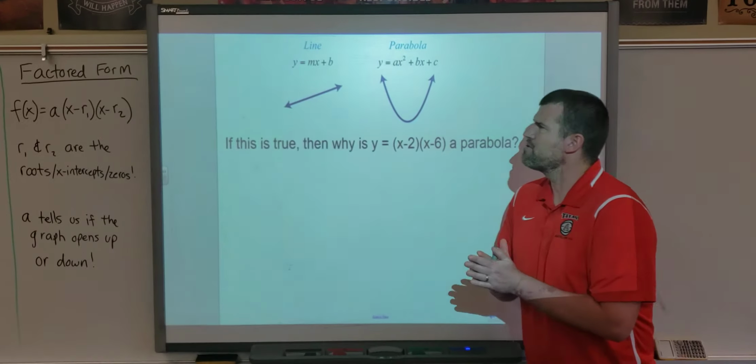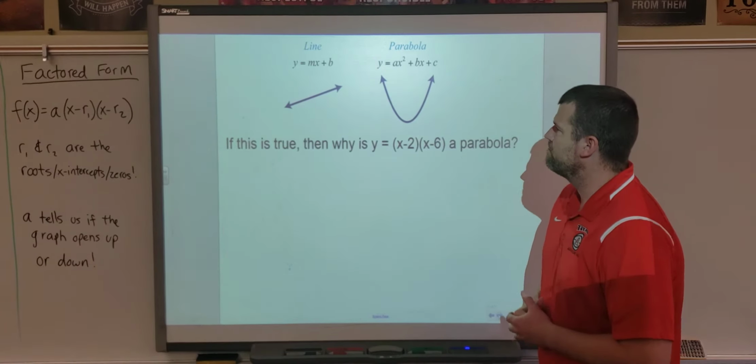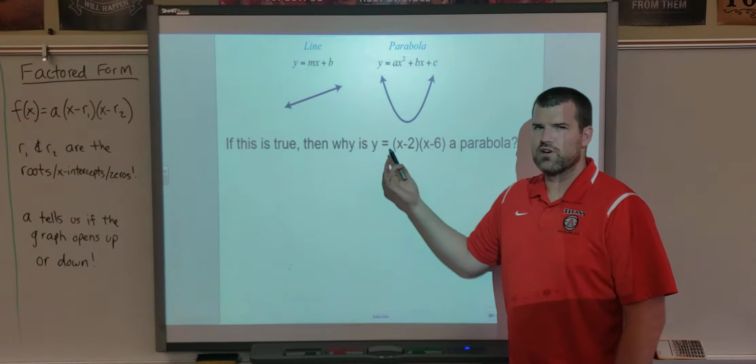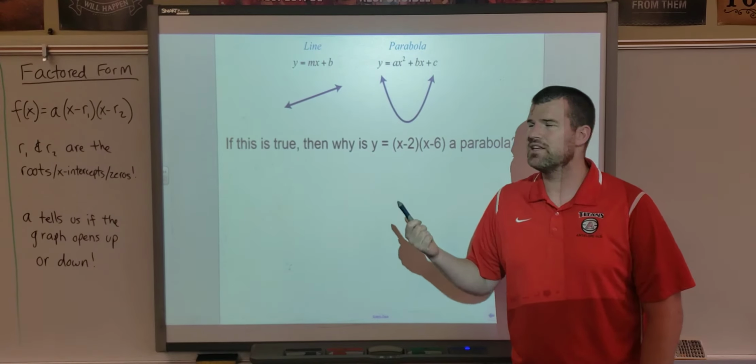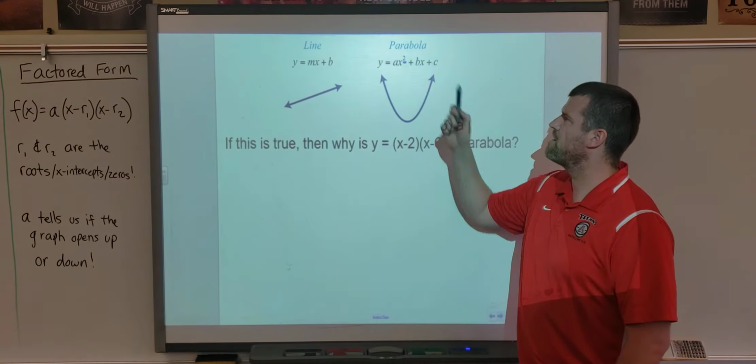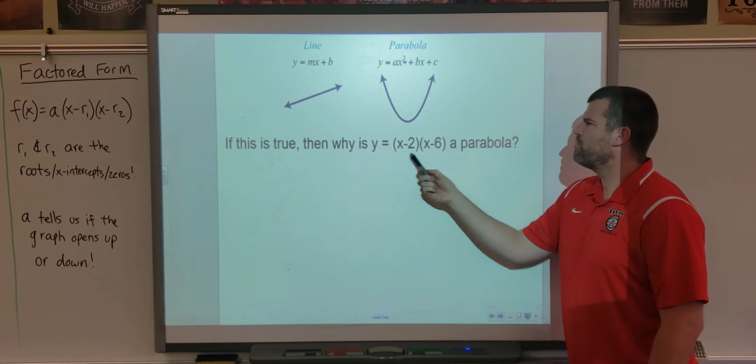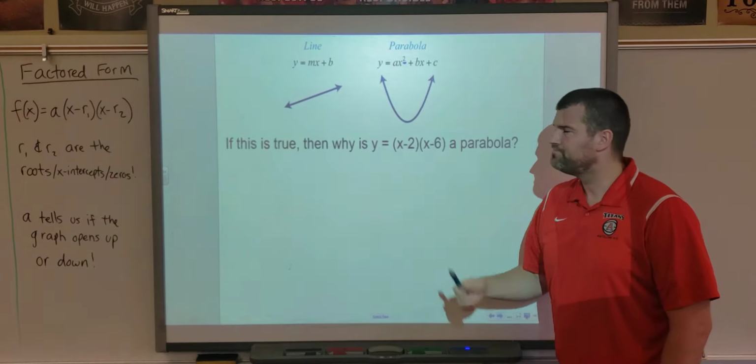All right, so one thing that you might at some point wonder is, this is supposedly the factored form of a quadratic equation, but I thought quadratic equations always had to have x squared, right? If it's squared, you get the parabola. So where is our x squared in this function?